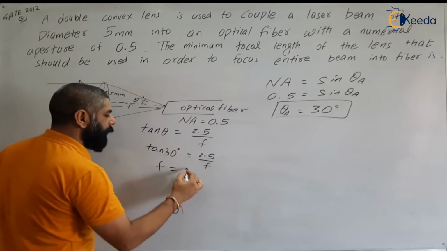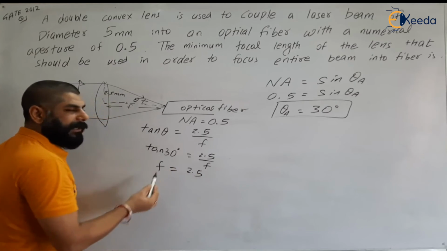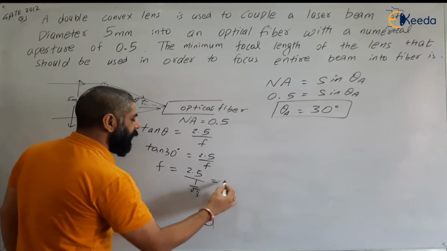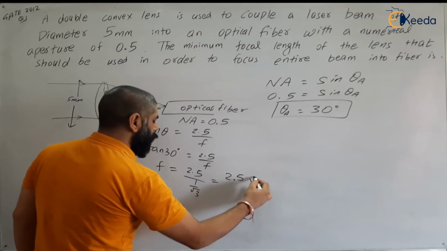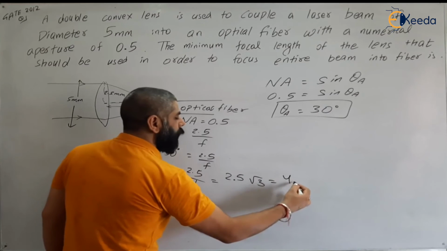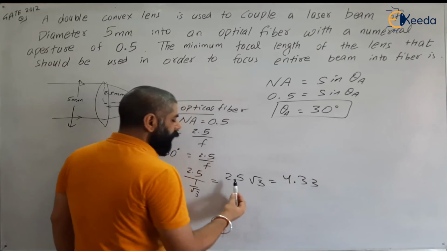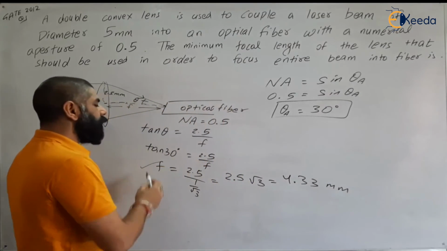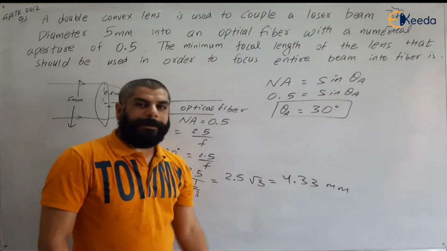So f will come out to be 2.5 divided by tan 30 degrees. The value of tan 30 degrees is 1 by root 3, so f is 2.5 into root 3, which comes out to be 4.33. The unit was mm, so the focal length of the convex lens is 4.3 mm. Thank you.